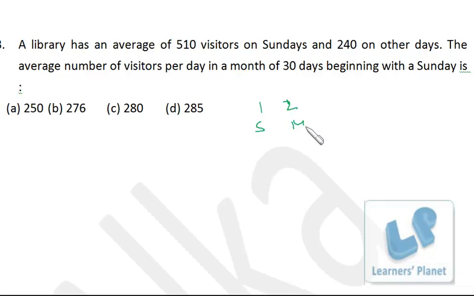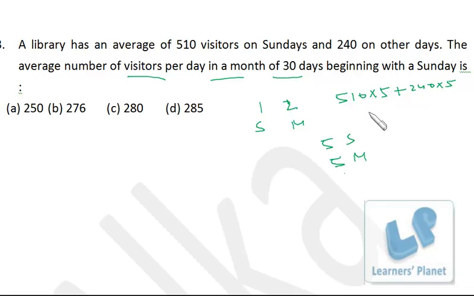So precisely Sunday and Monday will be 5 times, right? There will be 5 Sundays and 5 Mondays, and the remaining days will be 4 each. 4 Tuesday, 4 Wednesday, 4 Thursday, and something like that. Okay? So we have to find out the average of number of visitors per day in this month. So precisely your calculation is for 5 Sundays, total number of visitors is 510 into 5. For 5 Mondays, it's 240 into 5.